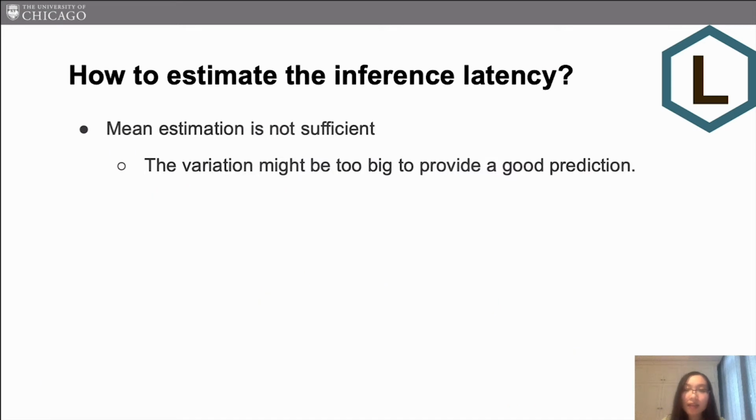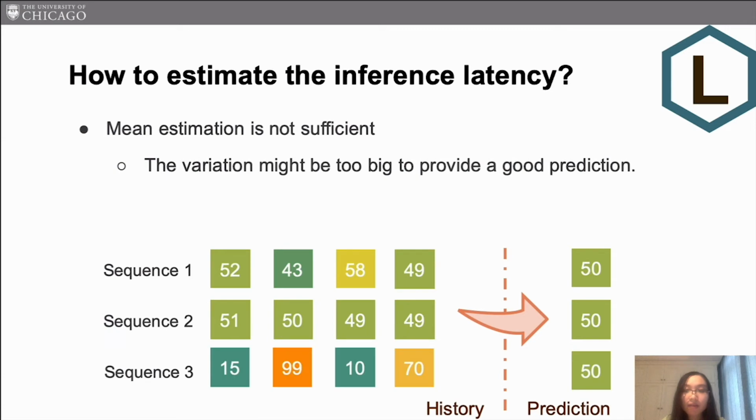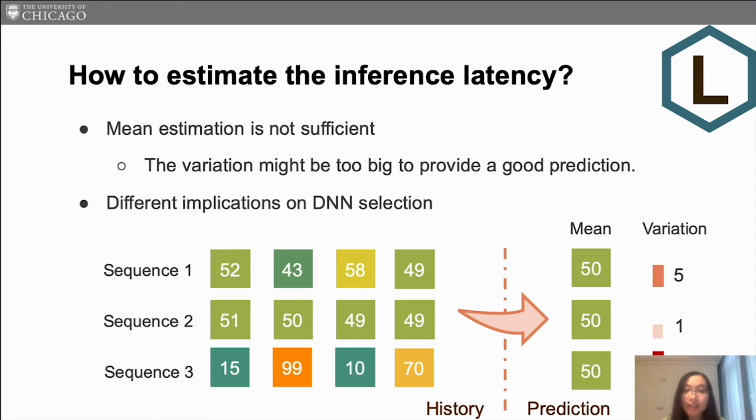Using a Kalman filter to estimate the mean of latency is good, but not good enough. Sometimes the variation could be very big so that there may not be a good prediction. Look at these three sequences. They all predict the next input latency to be 50 from the history, but they actually have very different behavior. We do want to differentiate these scenarios as they lead to different implications for DNN selection. Thus, we not only estimate the mean, but also the variation.